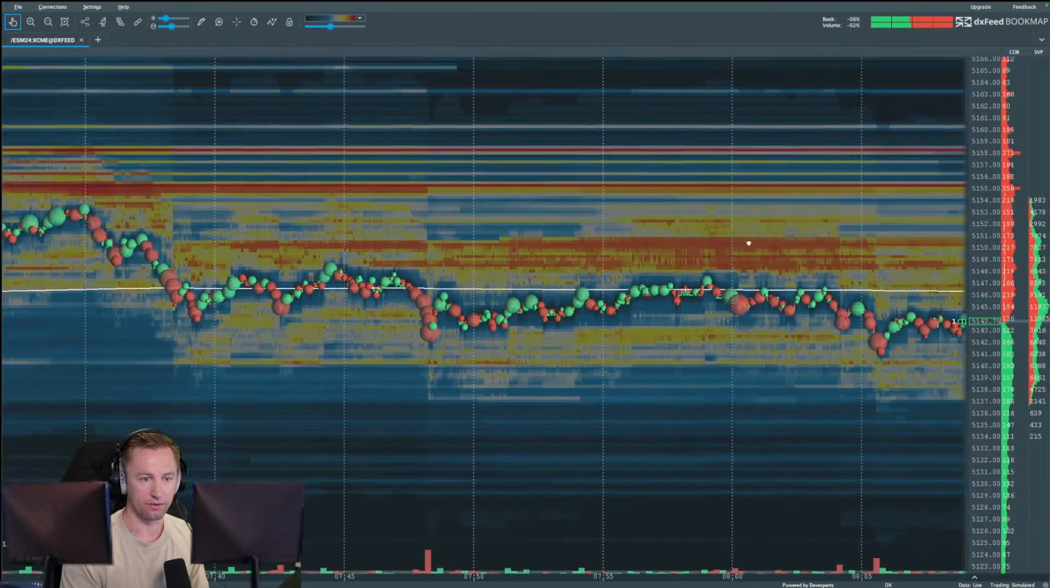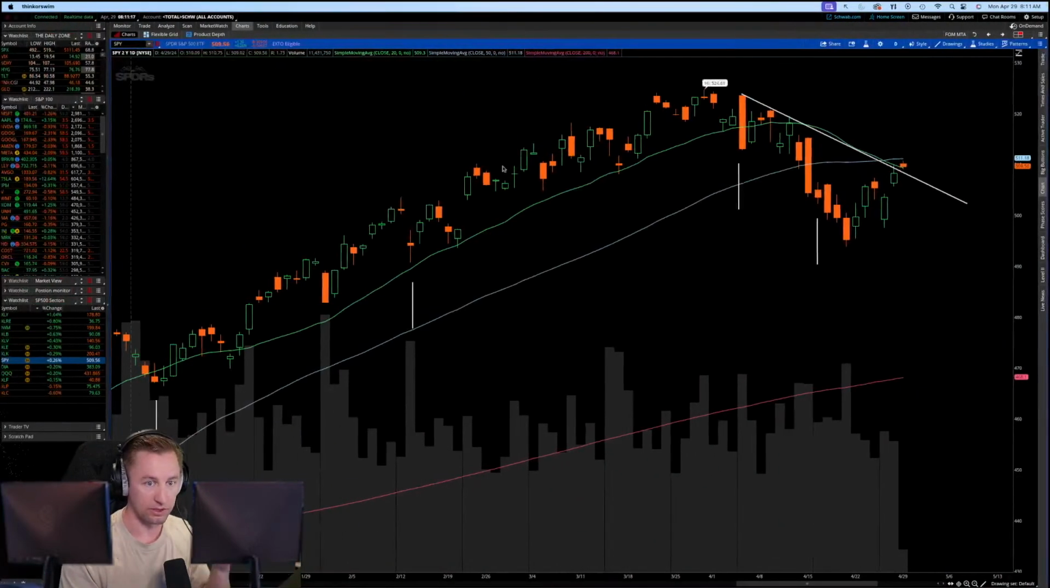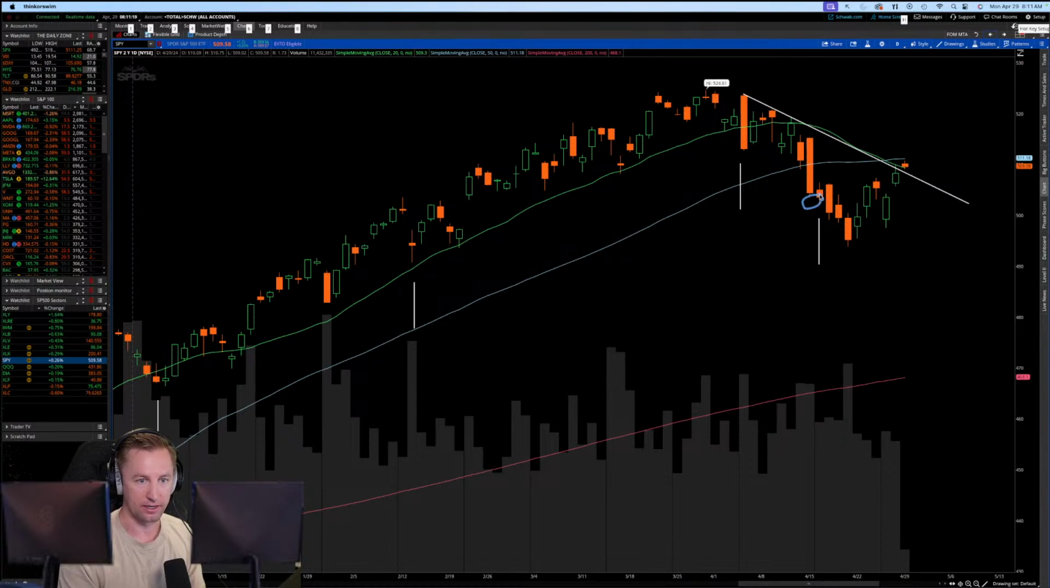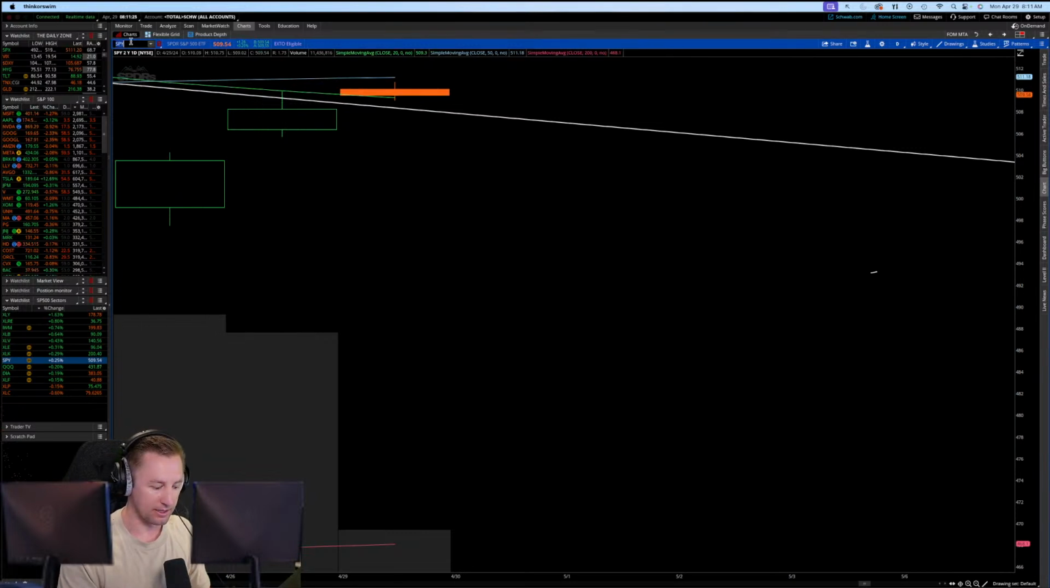And sure enough, that is what we saw here. You can see right here, we marked it, came down a little bit more, but then we saw this pretty big snapback. Now, I'm pulling up the SPX, let's pull up the SPX.